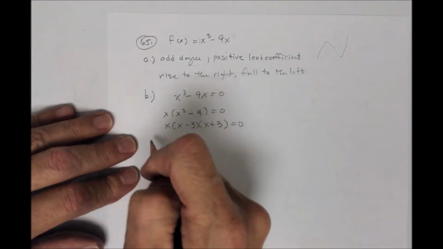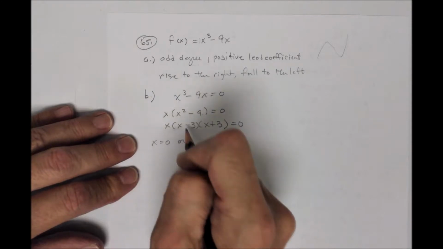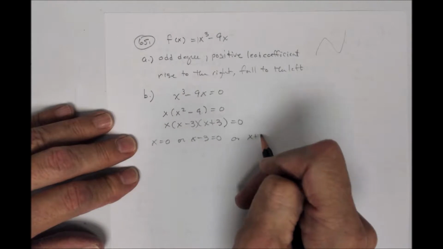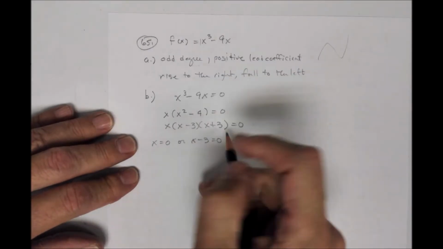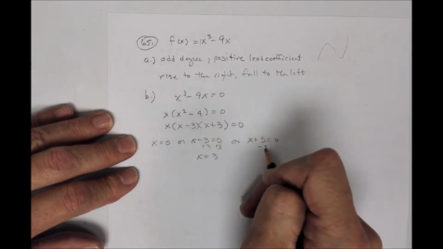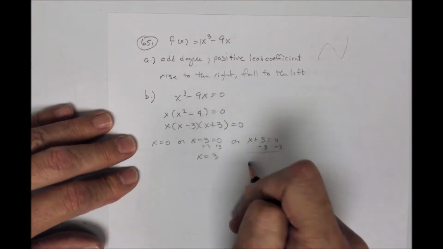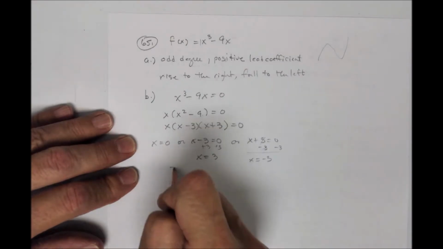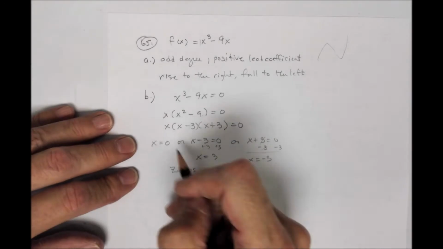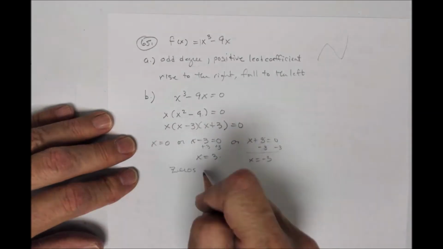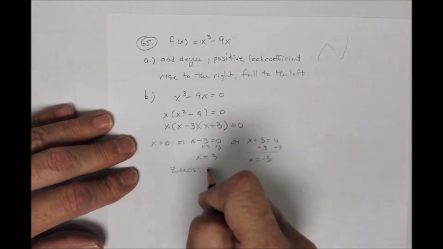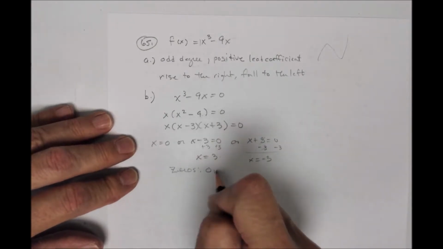Then I set the x equal to 0. I set the x minus 3 equal to 0. And I set the x plus 3 equal to 0. So here I add 3 to both sides. I get x equals 3. Here I subtract 3 from both sides. I get x equals negative 3. So my zeros, which are going to help me find my x-intercepts, because the x values of these zeros are the x values of my x-intercepts. So 0, 3, and negative 3.